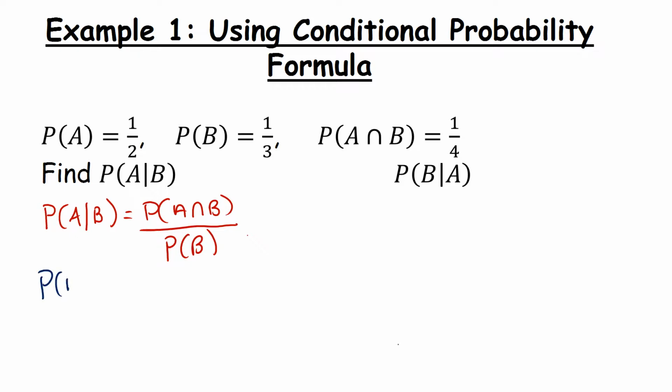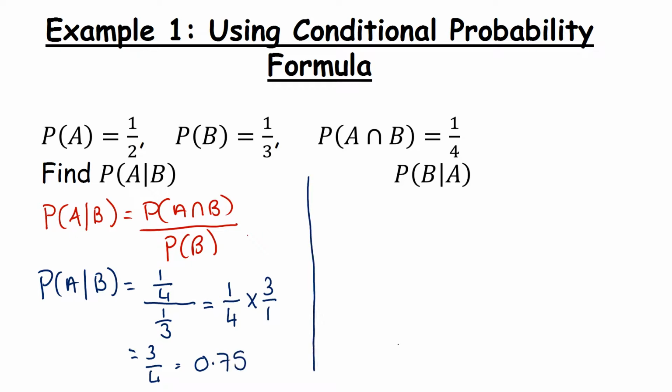Now let's sub that in. We want A given B, so we don't know that. The probability of A intersection B is a quarter, and we're going to divide that by a third. You can put that into your calculator, but remember, if we want to divide by a fraction, we multiply instead by its reciprocal. So flip it, 3 over 1, which equals 3/4, which equals 0.75.